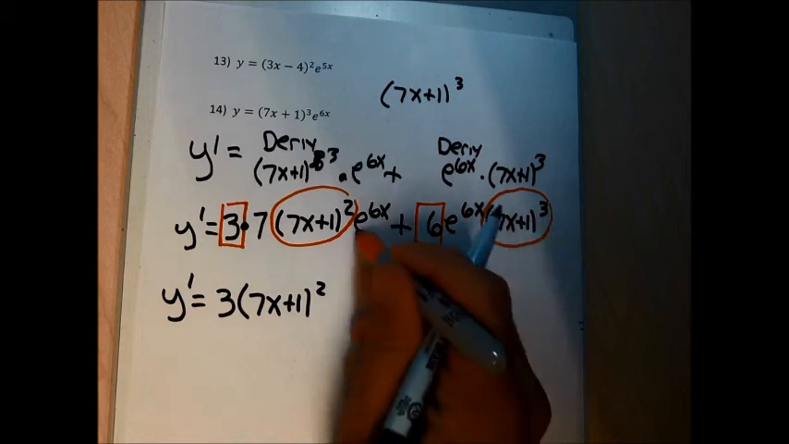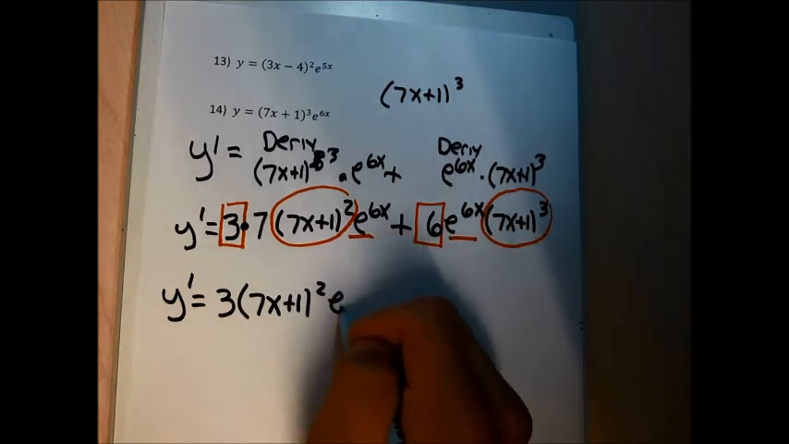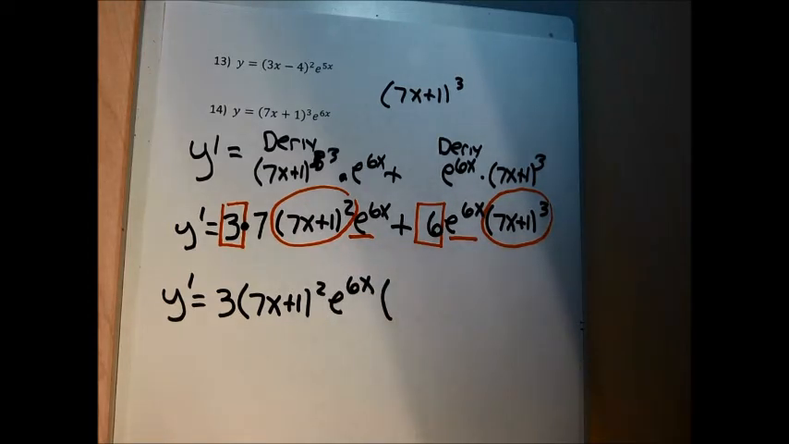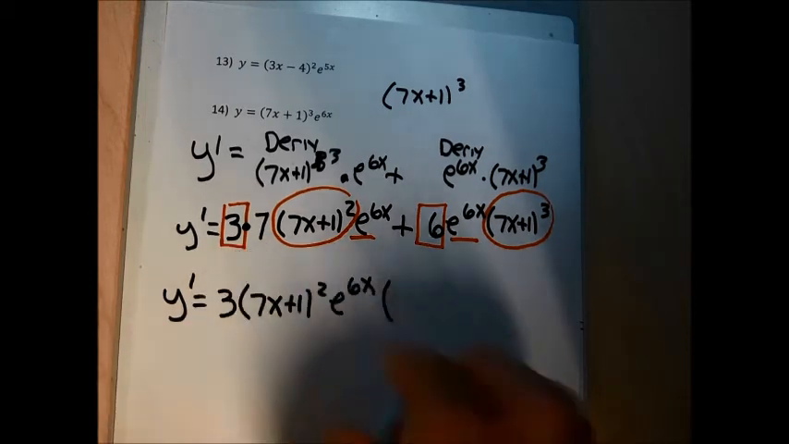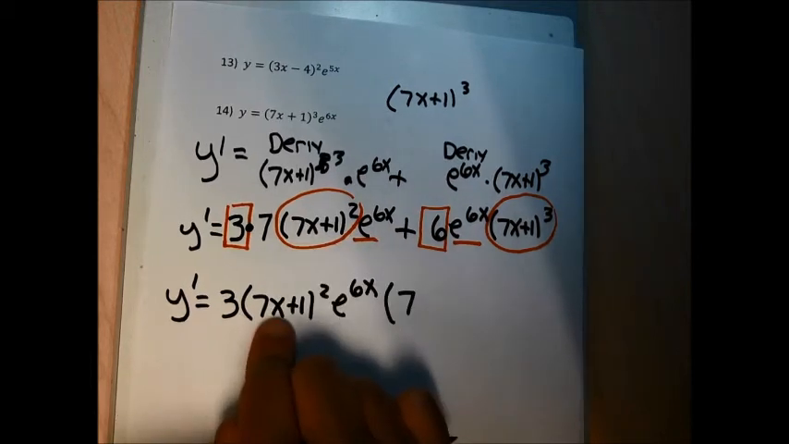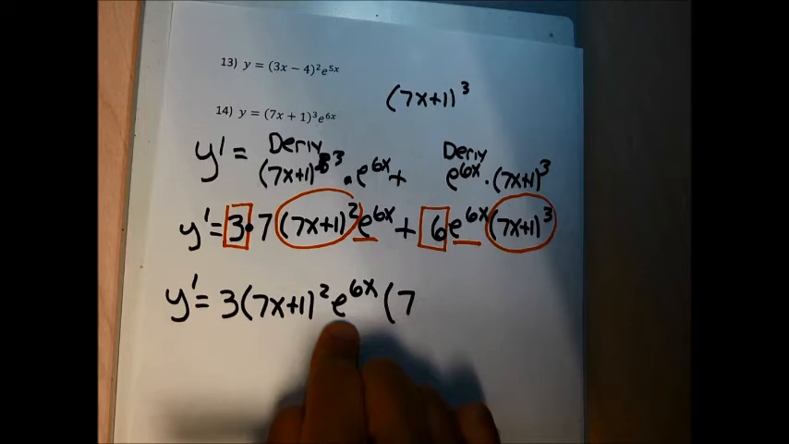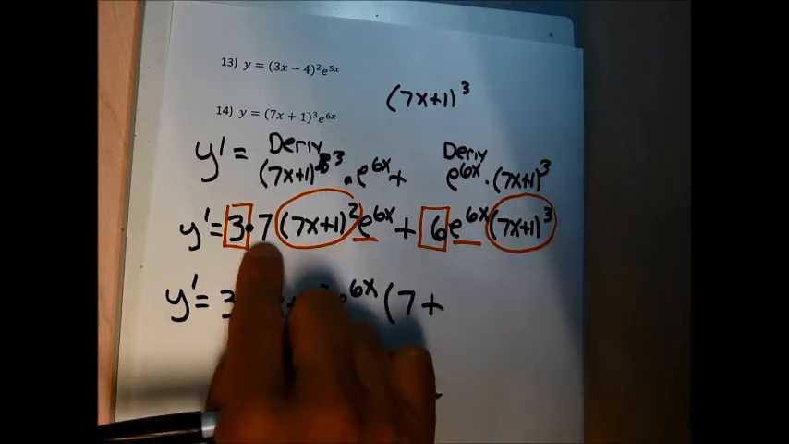And between this e to the 6x and that e to the 6x, I'm going to factor out an e to the 6x. There's my common factor, and I'm going to leave a parentheses. From this piece, I took the 3 out entirely, so it's gone. The 7 I didn't do anything with. It's going to be first. I took the entire 7x plus 1 squared out, so it's gone. I took the entire e to the 6x. It's gone. The only thing that's left to the left of the plus sign is that 7.